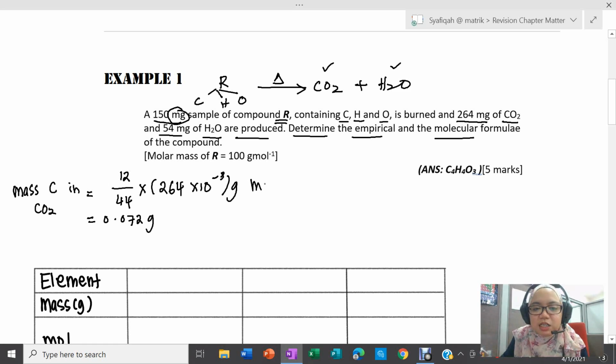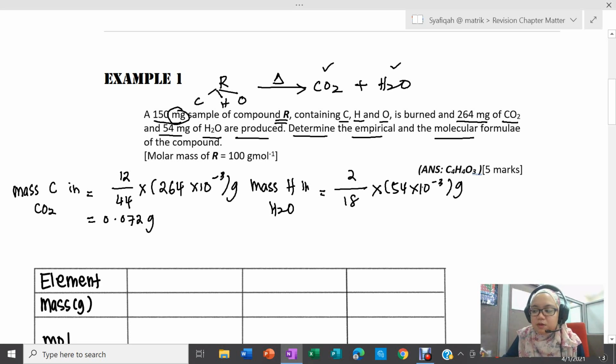Okay, next kita nak cari mass hydrogen in water. So, ada berapa hydrogen dalam water? Ada 2. So, 2. Sebab hydrogen 1 kan dia punya ni kan, molar mass dia kan. 1, 2. Divide by 18 times, okay, 54 times 10 to the power of negative 3 gram. Okay, so you will get 6 times 10 negative 3 gram.